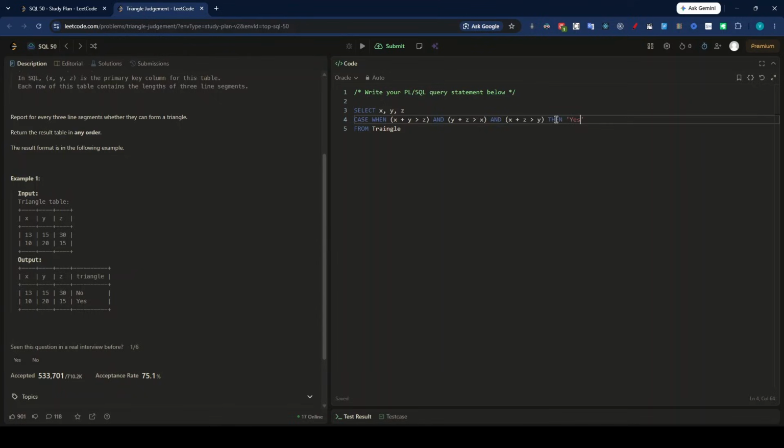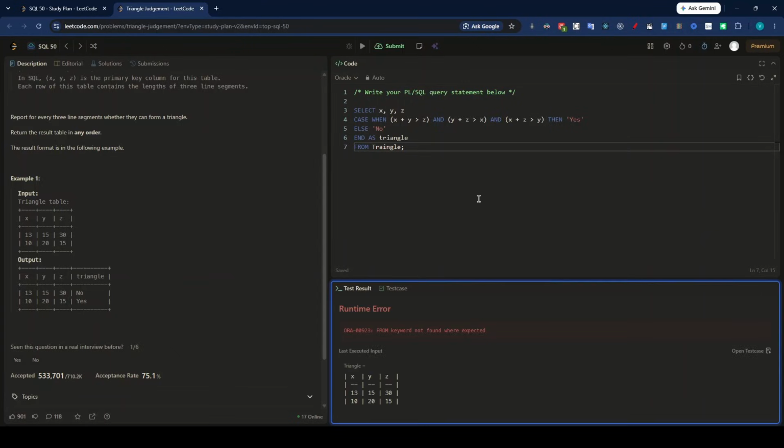If all these conditions are satisfied, then I can say that this is a triangle. Then the column value should be yes. Otherwise, else I'll just say no. No will be the value, and I'll say end as alias. I'll give the column name as triangle. So that's it, guys. Let me run it on this sample test case and check if it runs fine.